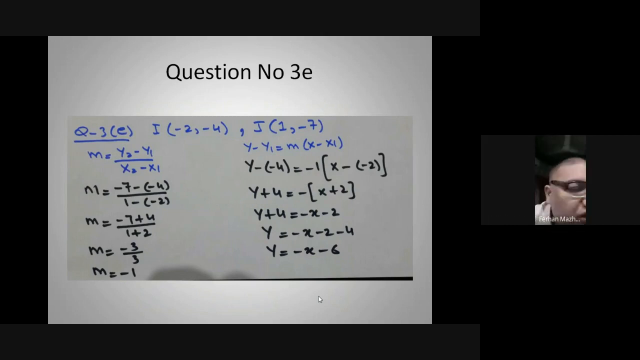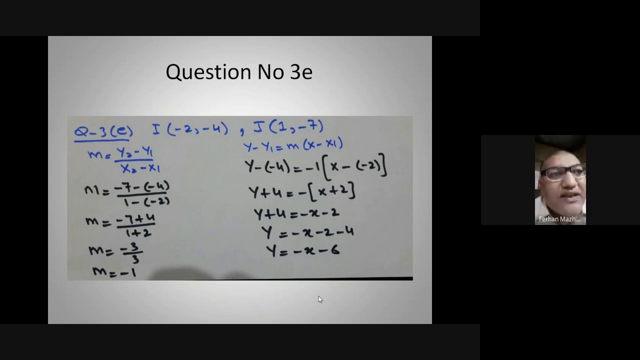Now same question, it's E part, but this time I have not shown it on the grid. It's not necessary to draw the grid and show the point on the grid. But for our own understanding, we always draw a grid and plot them on it so that the question becomes easy for us and we are able to visualize what we are doing. But here in this part, you can see I have not drawn the grid.